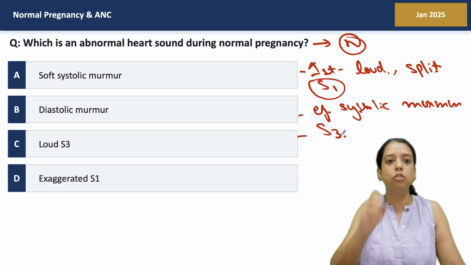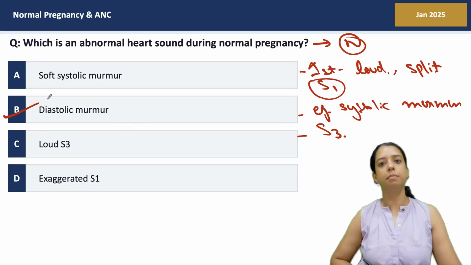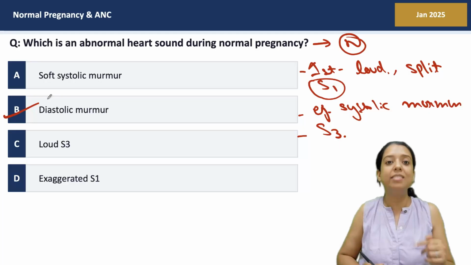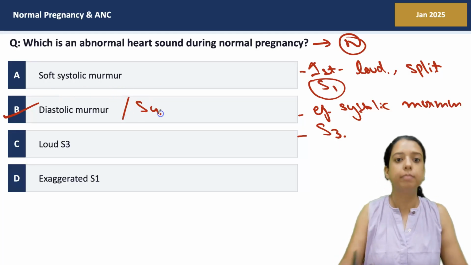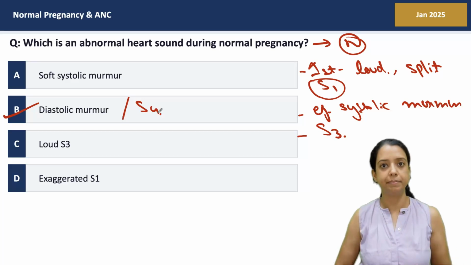All this is normal. What is not normal? Diastolic murmur. Diastolic murmur is not normal. And what else is not normal? S4. That is not normal. Okay.